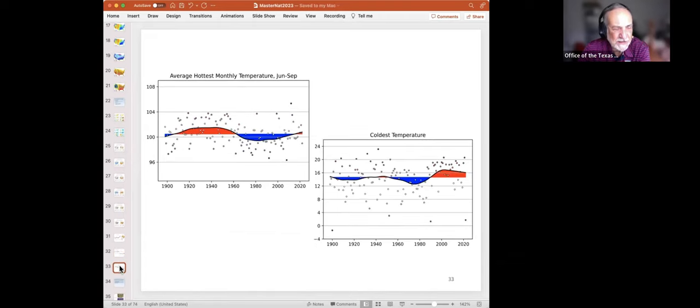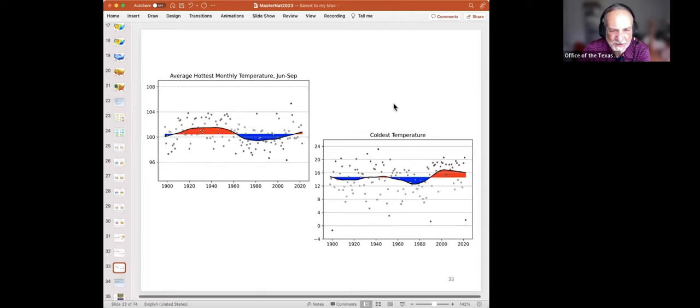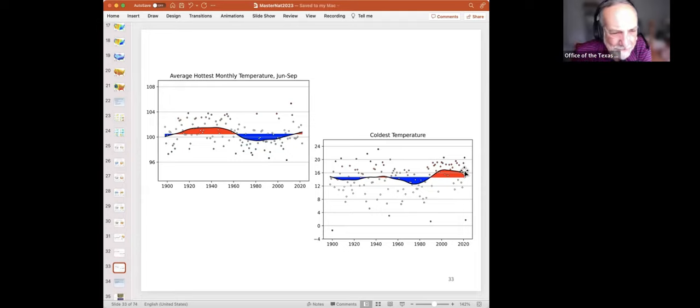And if you look at temperature extremes, the hottest monthly temperature averaged over June through September, we're barely above the long-term average right now. Whereas those average temperatures that I showed you were a couple degrees above the long-term average. And even the coldest temperature on record for each year is a couple degrees above the long-term average right now. So what's going on with that? Why are the summer high temperatures in particular not especially warm compared to the rest of the past century, whereas just about every other temperature metric we can look at is warmer by a couple degrees?